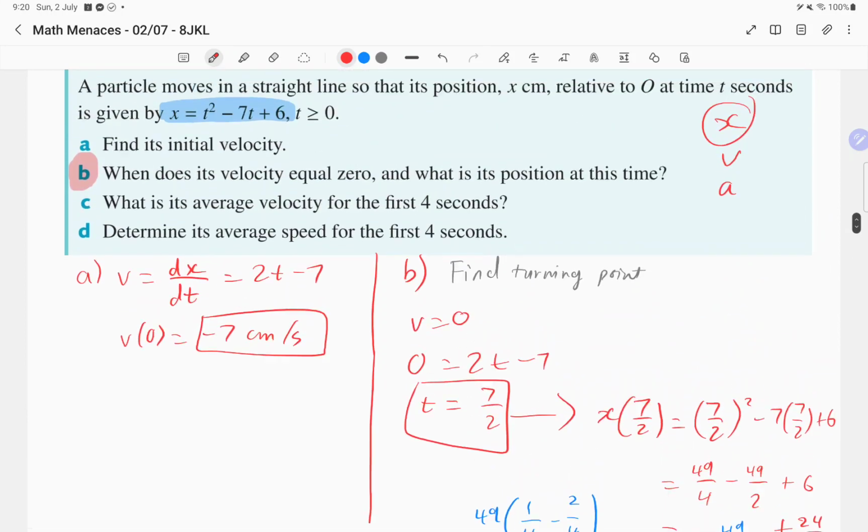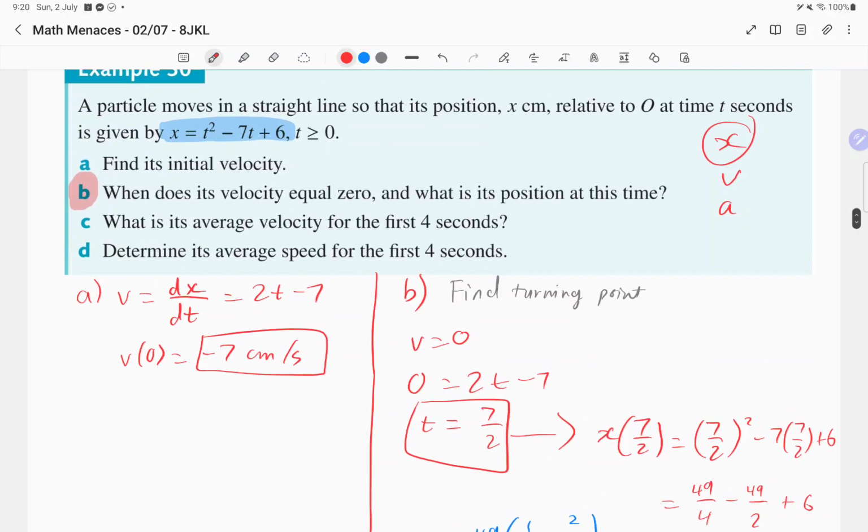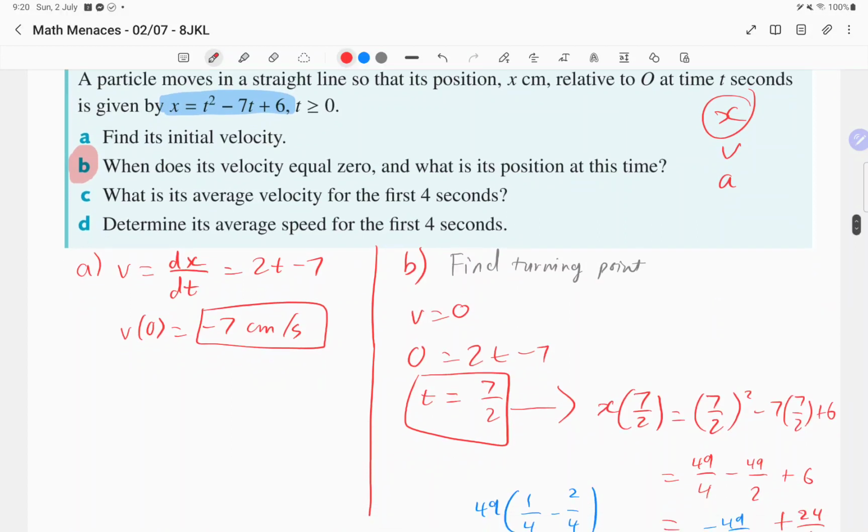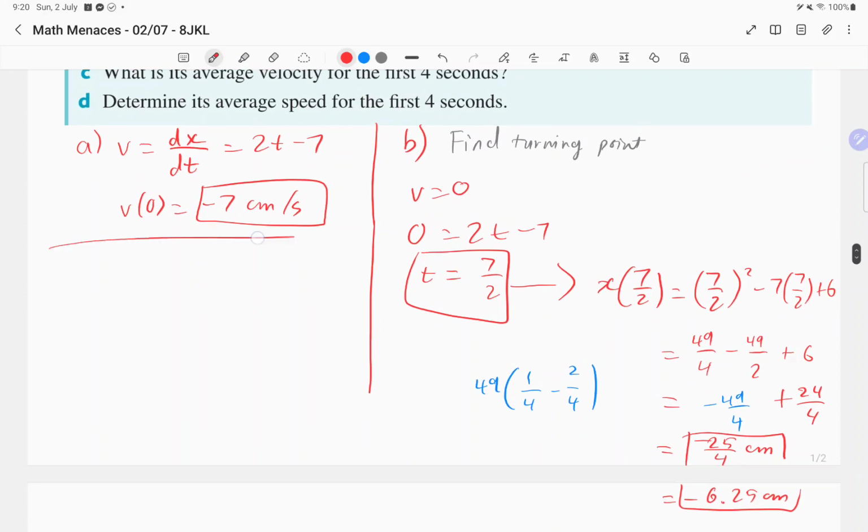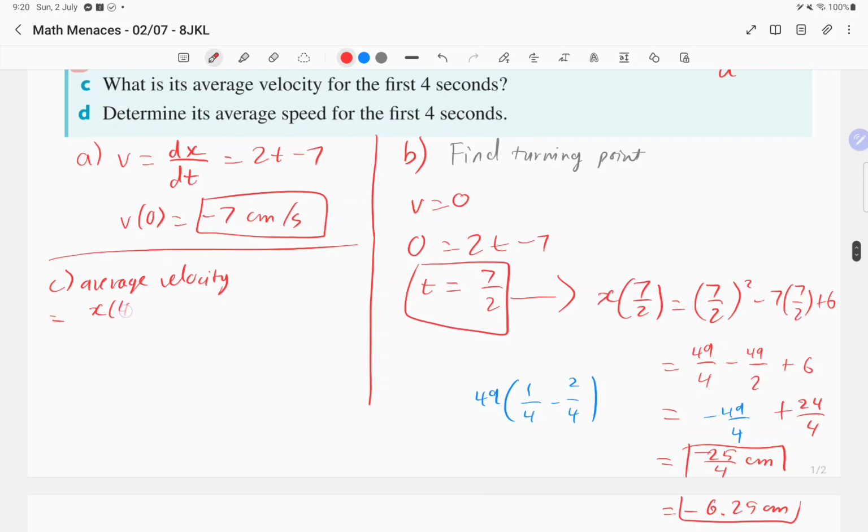Okay, so that is the position where it turned around. There's only one turning point. It doesn't turn around again at all. So then the average velocity for the first 4 seconds, question C, is simply asking x at 4 seconds minus x at 0 seconds, over 4 seconds.